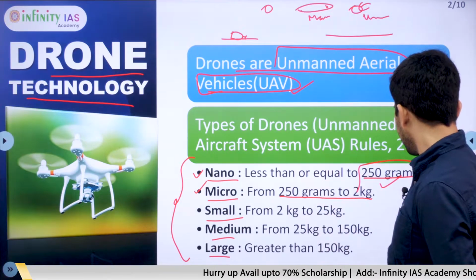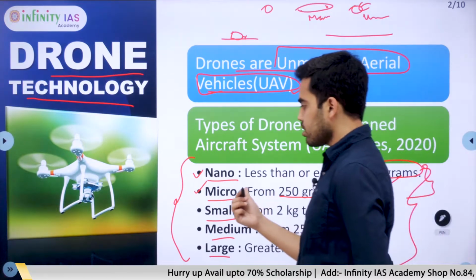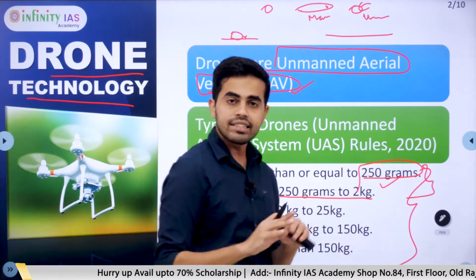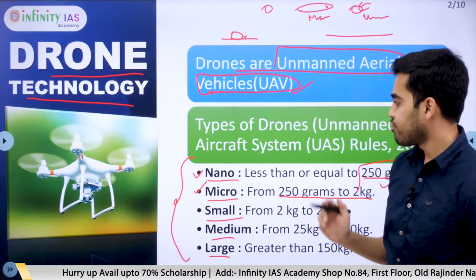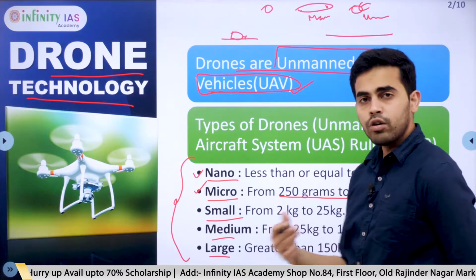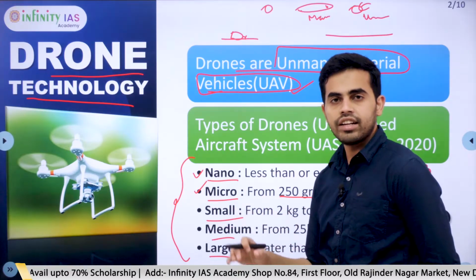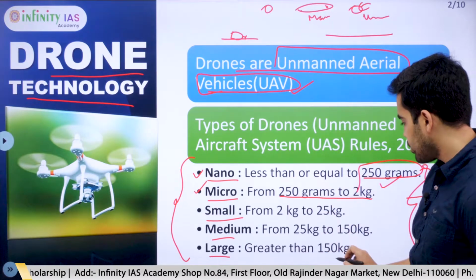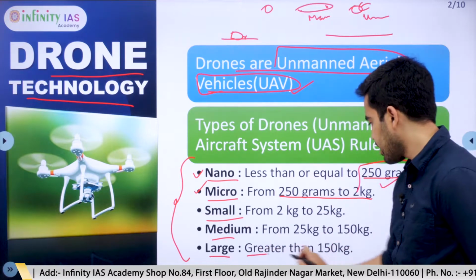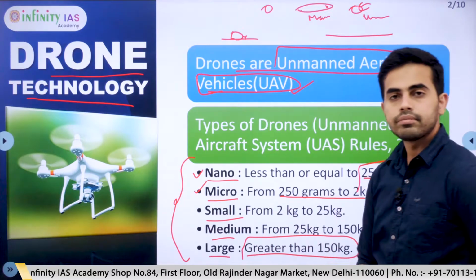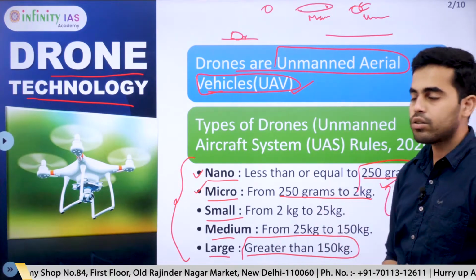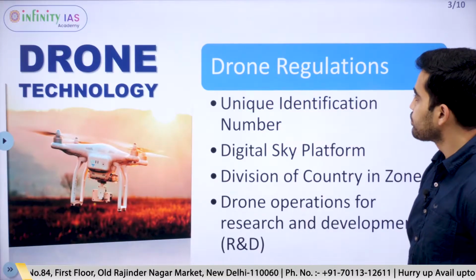Why should we remember these two categories? Because these two are smaller drones and they have lesser restrictions in the draft rules. We will look into the draft rules for regulation at a later point. And the large one we have to remember is greater than 150 kg. So this is the classification of drones according to the government rules.